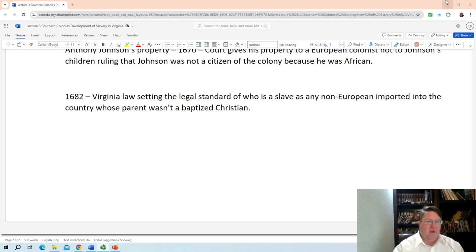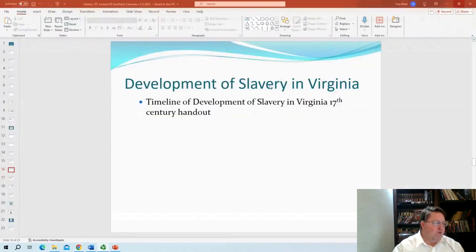In other words, in the eyes of Virginia law, you can't be a free black or a free African, because if you're imported into the colony, right? So there you go. Okay, and so that's that.